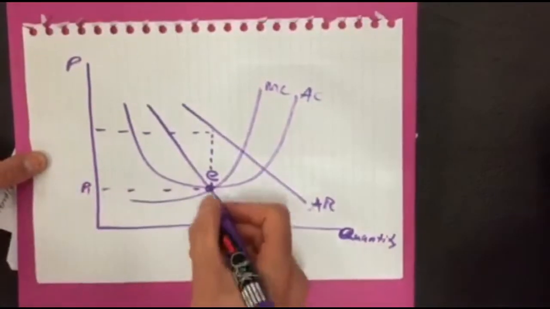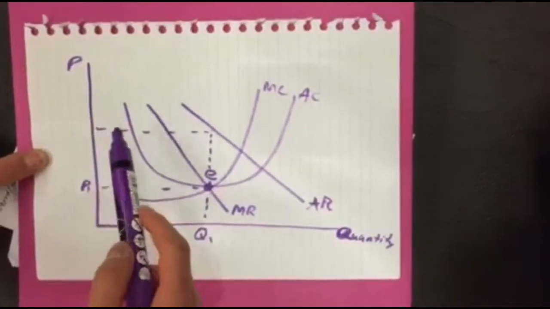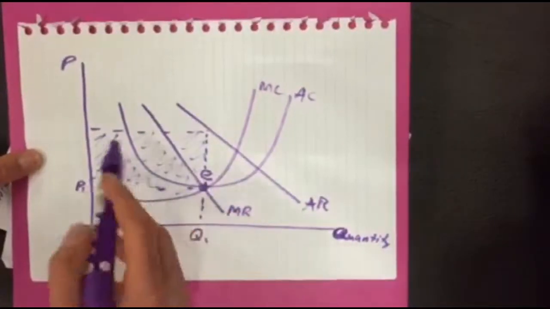Equilibrium can be seen where marginal cost equals marginal revenue at point E on the graph. The price charged for the output is seen at P1 and the quantity of output produced is seen at Q1.